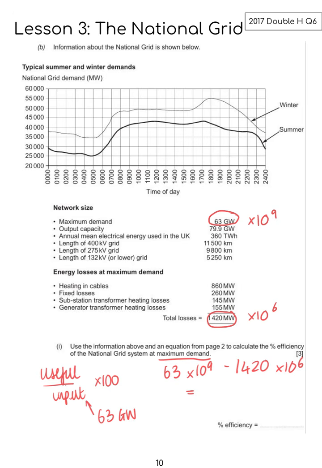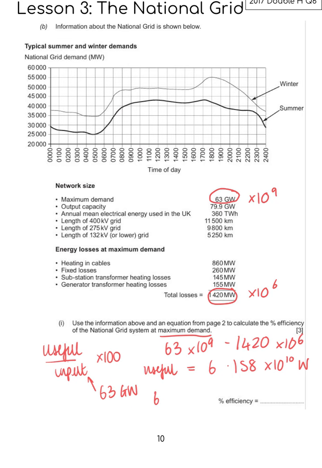And what you get straight from the calculator is 6.158 times 10 to the power of 10, and that's just in watts because I've gotten rid of the giga and the mega, etc. So that is my useful. I need to divide that by my input. So I'm going to do this answer of 6.158 times 10 to the 10 divided by 63 times 10 to the power of 9 because it's in gigawatts, times 100. And the answer that I get is 97.7%.